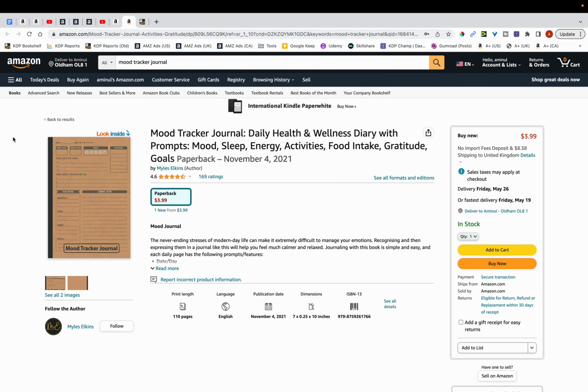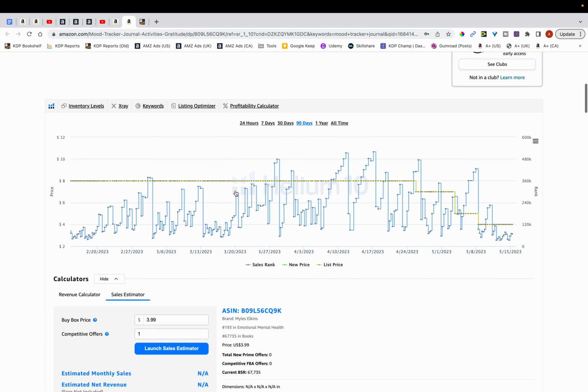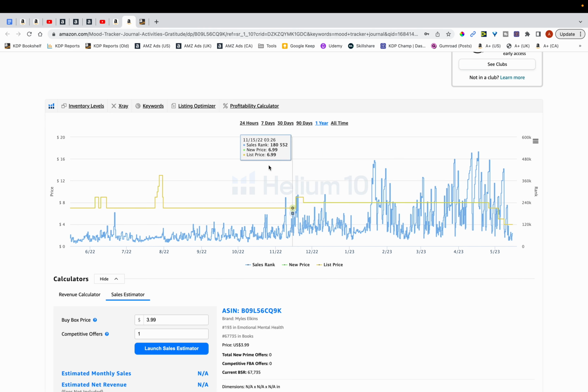And reason number three for running ads is to revive sales of books that have stopped performing well. With this example over here, you can see that this mood tracker journal, which is also mine, has seen its sales drop recently. If I go over here to 1 year, looking at this graph, you can see it used to sell a lot of copies. Last year in 2022, it would sell 6 or 7 copies a day.